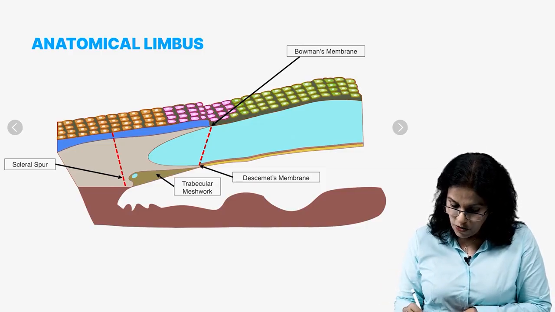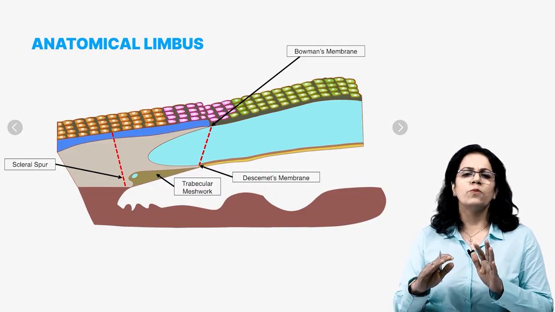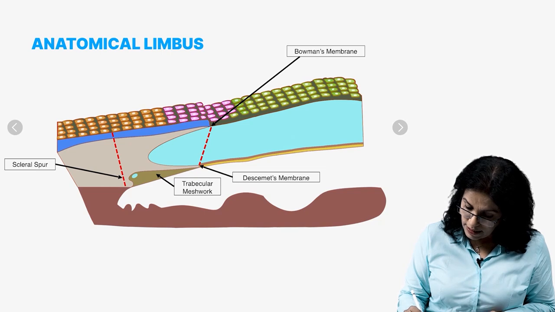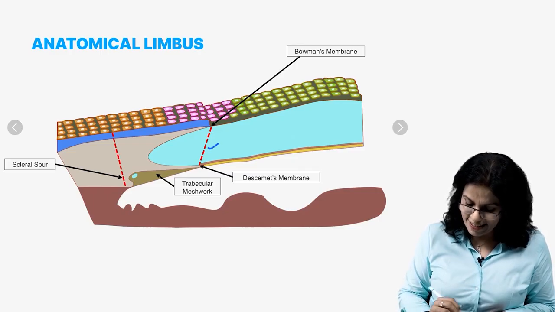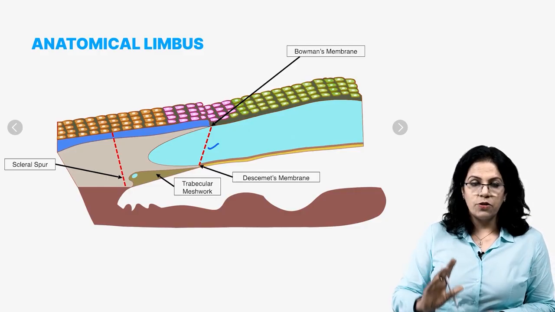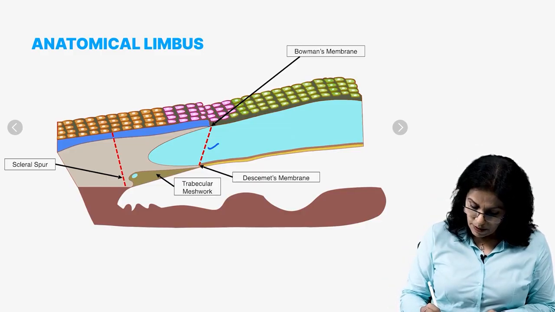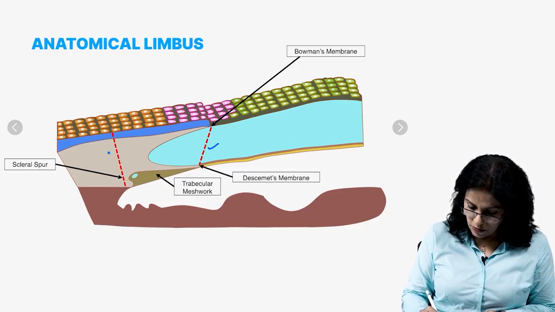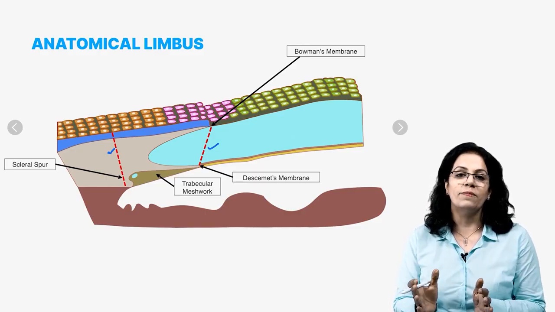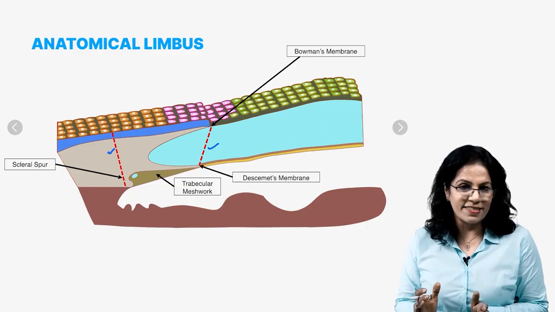We would draw a line. Again, just know it. You may not need to learn it in detail. But wherever this Bowman's membrane, can you see that? That is ending, right? So from the Bowman's membrane till the Descemet's, you have drawn one line here. The second line, of course, from the scleral spur vertically above, perpendicular to the surface of the eye. So the part between these two lines is what is called the anatomical limbus.